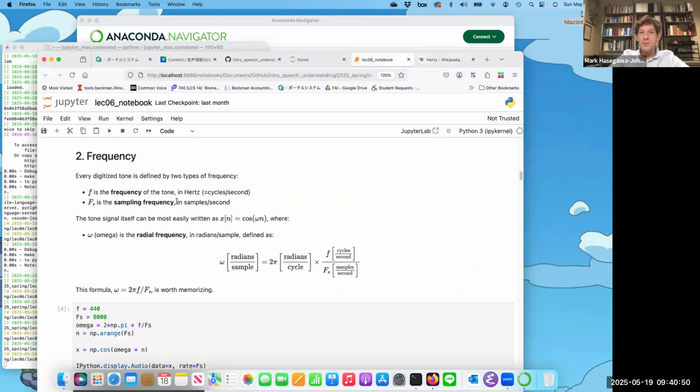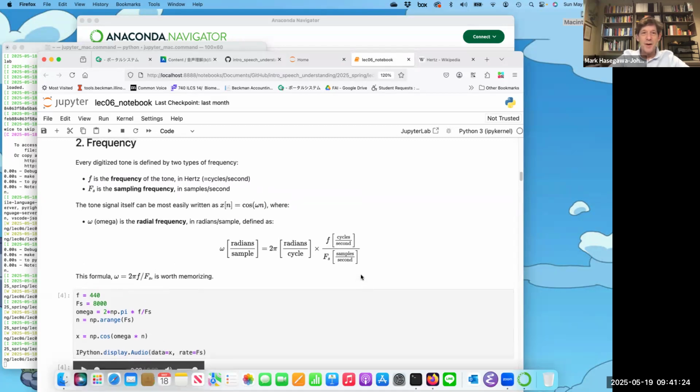All right, so f is the frequency of the tone in hertz. f sub s is the sampling frequency in samples per second. So we have to store a certain number of samples every second on the computer, right? And we can combine those. The standard way to combine those in signal processing is to talk about a frequency omega, which is the number of radians that changes every sample. Omega in radians per sample is equal to 2 pi radians per cycle times f cycles per second divided by fs samples per second. So that formula omega equals 2 pi f over fs is kind of worthwhile to remember.